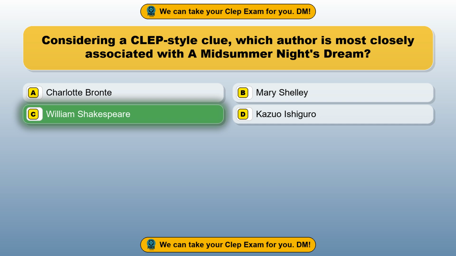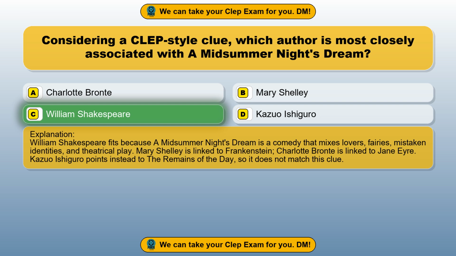William Shakespeare. William Shakespeare fits because A Midsummer Night's Dream is a comedy that mixes lovers, fairies, mistaken identities, and theatrical play. Mary Shelley is linked to Frankenstein, Charlotte Brontë is linked to Jane Eyre. Kazuo Ishiguro points instead to The Remains of the Day, so it does not match this clue.